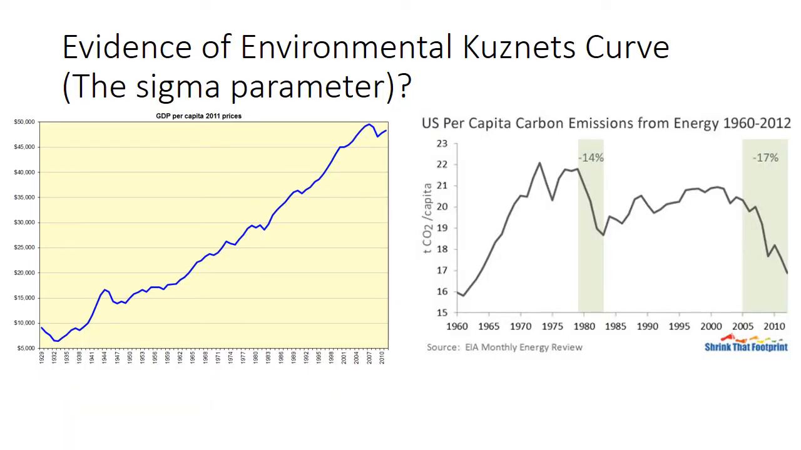Is there actual evidence for the environmental Kuznets curve? Well, we see GDP per capita increasing over time steadily. We haven't seen any decline in that, but at the same time, we have U.S. per capita carbon emissions from energy consumption from 1960 to 2012. You can see that this is the sigma parameter. That's been going up in the United States, or it was going up in the United States. It kind of leveled off, and it seems to be declining. So the question is, will it continue to decline? And if it continues to decline in the U.S., what is it going to do in other countries?